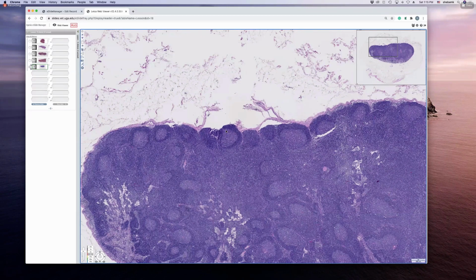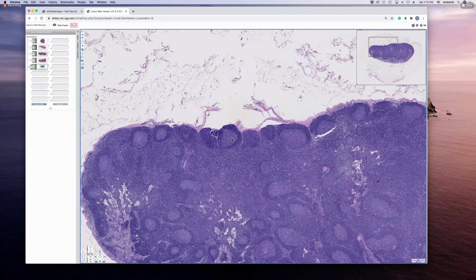The nodule has an outer zone and an inner zone. The outer part is called the mantle zone, and the inner part is called the germinal center. The germinal center is always going to be pale in color. You have more mature cells in the mantle zone, and more immature, dividing cells in the germinal center.